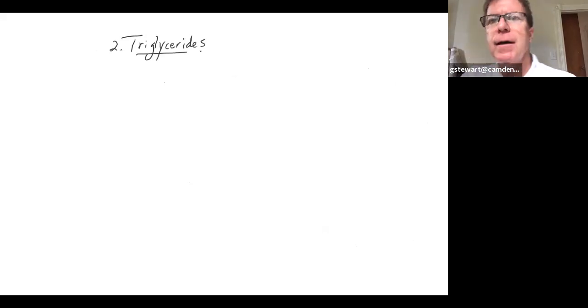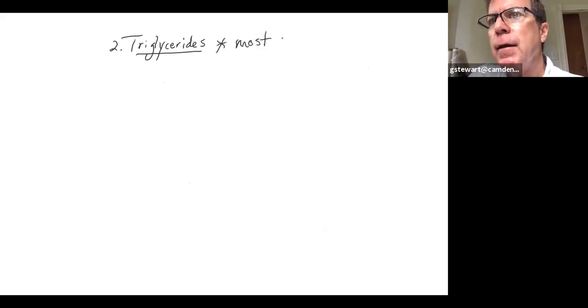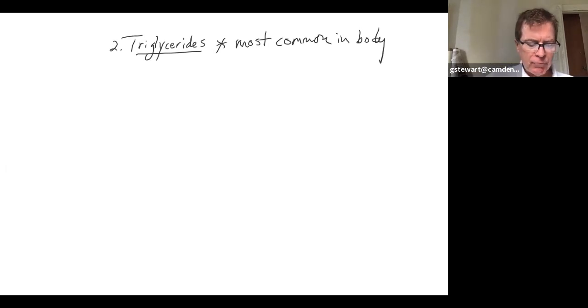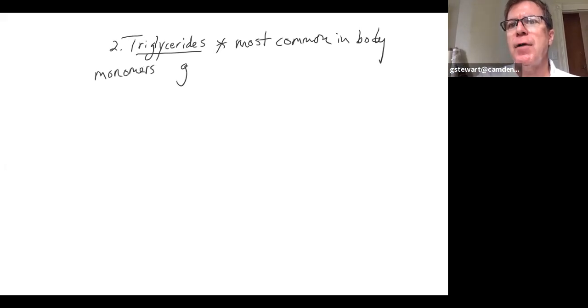Triglycerides. I don't know if I said this or not, but I'm saying it now. These are by far the most common type of lipid in the human body. The building blocks for triglycerides are glycerol and usually 3 small fatty acids. So just remember, the monomers, that means building blocks, of triglycerides are 1 glycerol molecule plus 3 fatty acids.